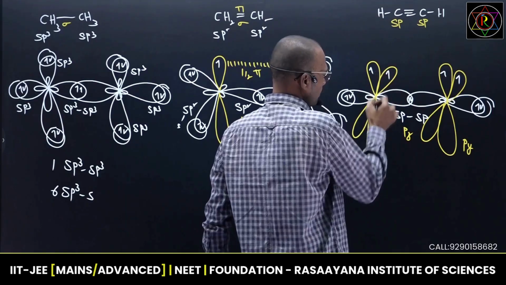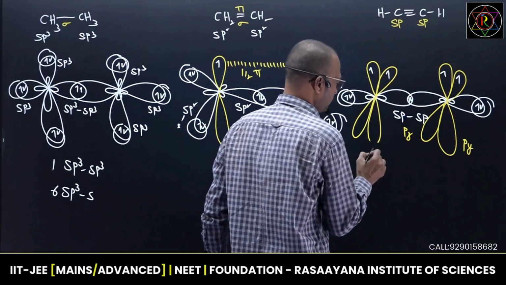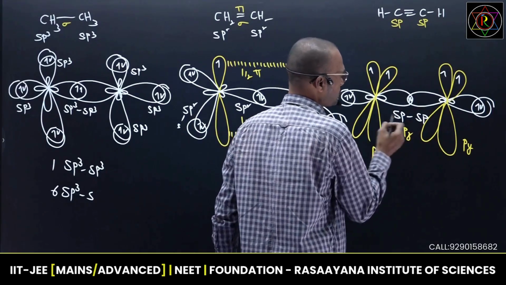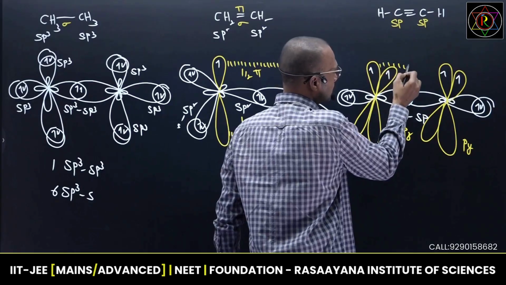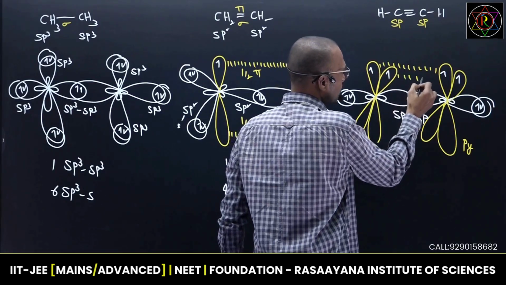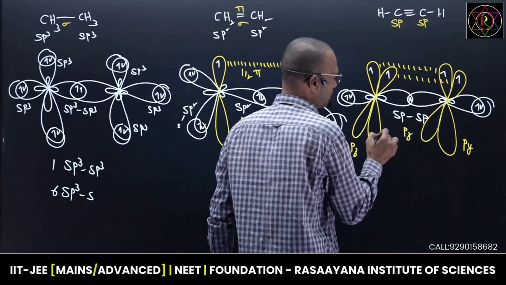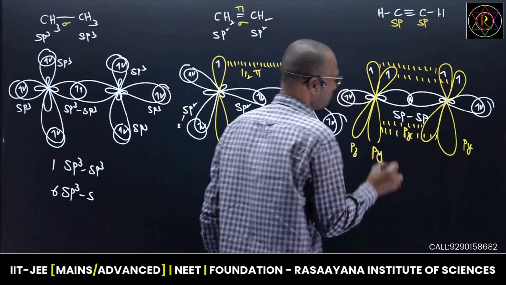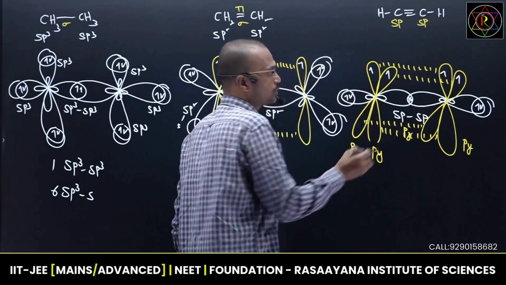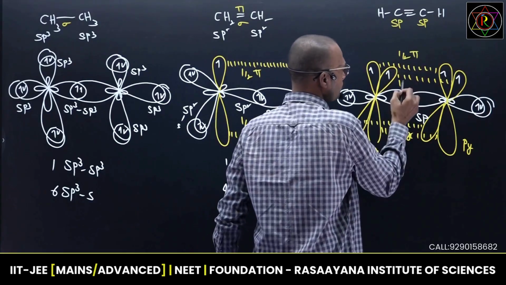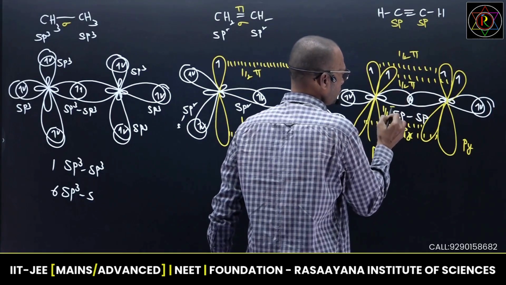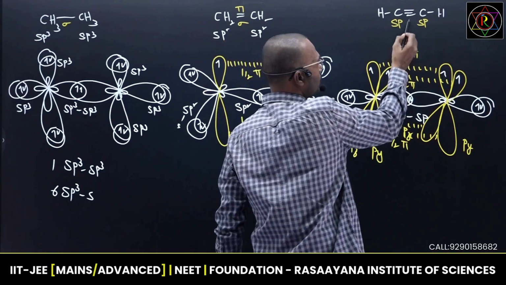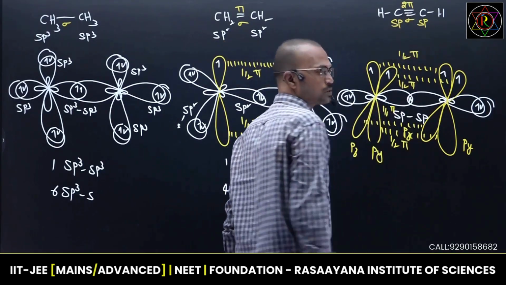Now, this is py, you can take this as py and this as pz. This is pz and this is py. Here py, pz. So py overlaps sidewise, pz overlaps sidewise, and here also the same: py overlaps sidewise, pz overlaps sidewise. So in total how many pi bonds? Half pi bond, and here also a half pi bond. In total two pi bonds are present. So one sigma bond and two pi bonds are present between these.